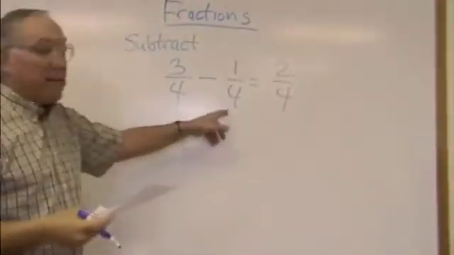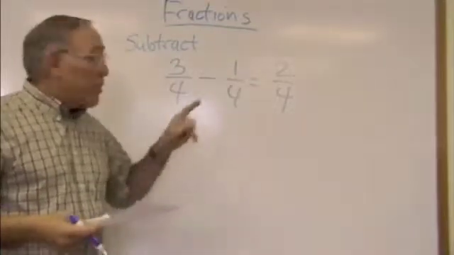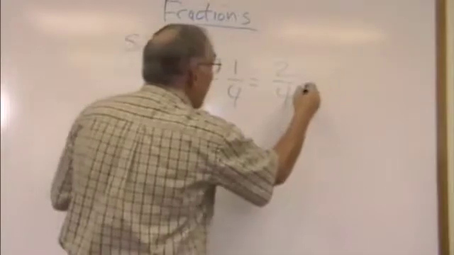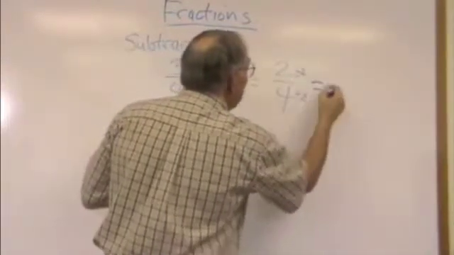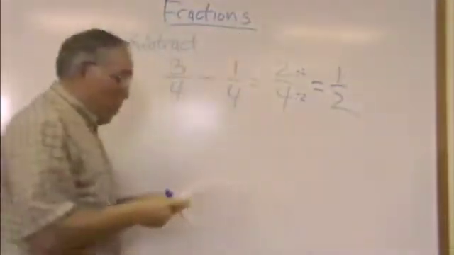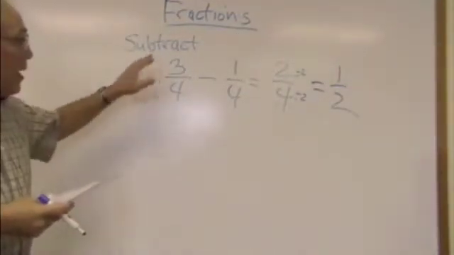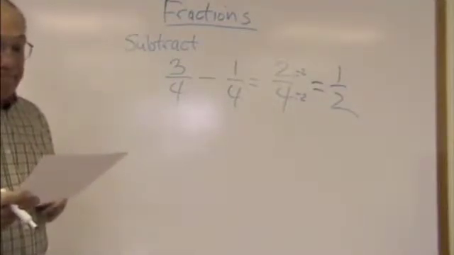So if the denominators are the same, we just keep that same denominator and, this time, subtract the numerators. 3 minus 1 is 2. 2/4 again, we can divide the top by 2 and the bottom by 2 and change that into 1/2. So if the bottom numbers are the same, we just keep that bottom number and subtract the top numbers.